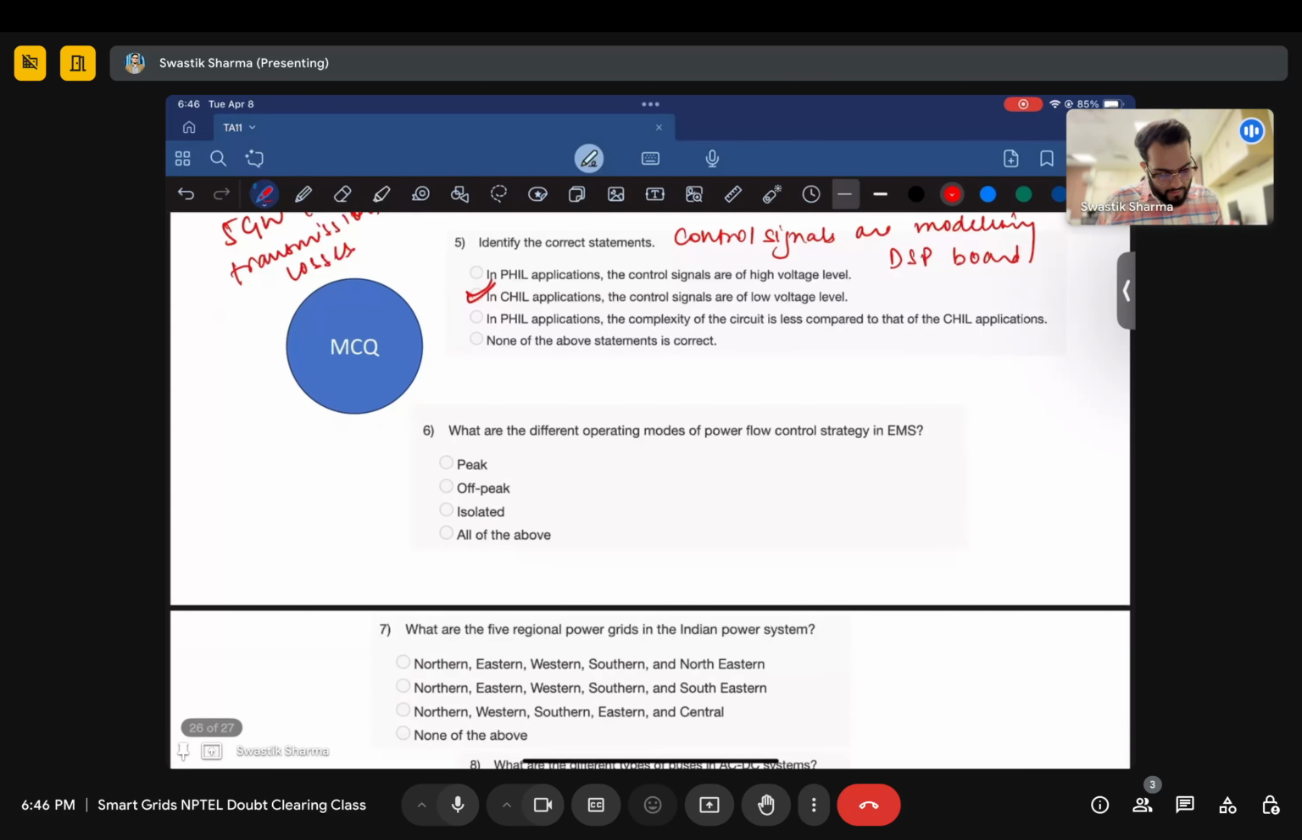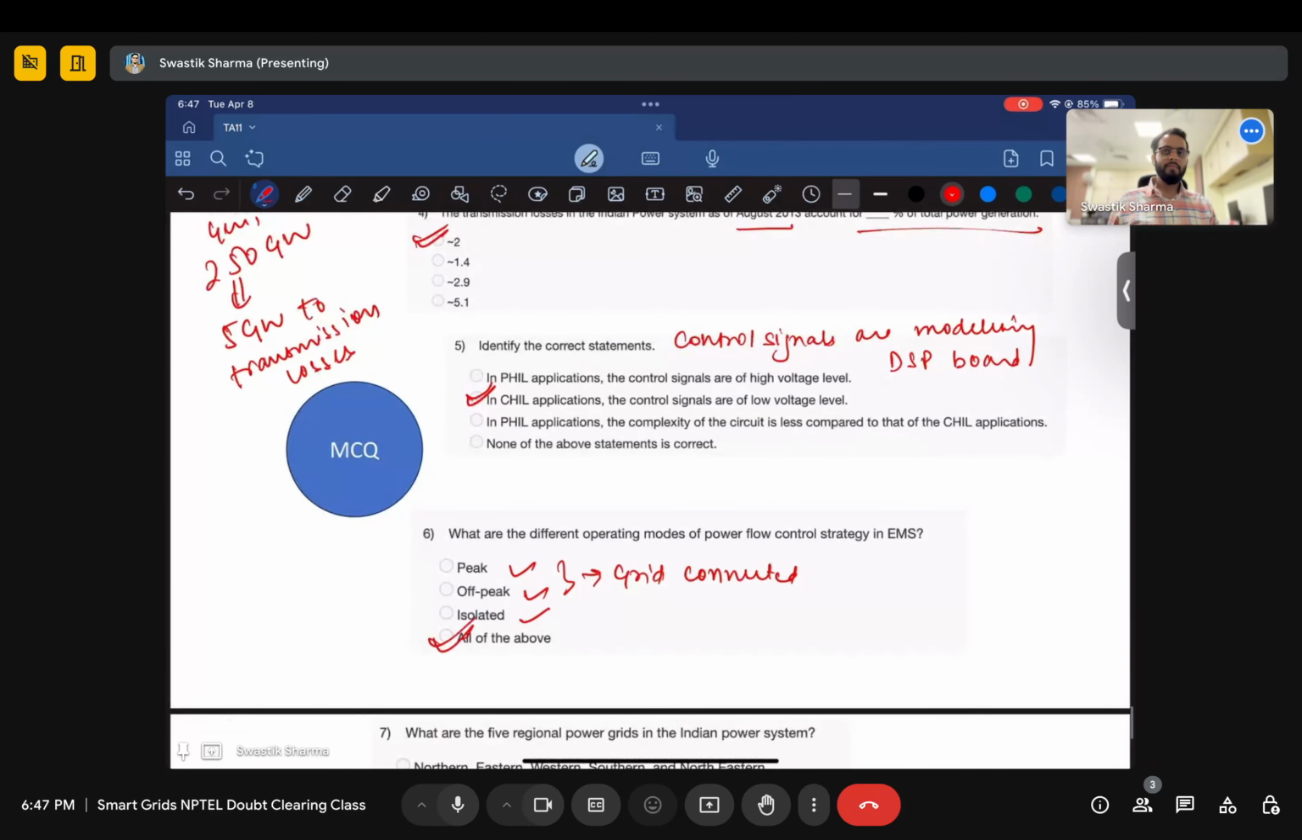What are the different operating modes of power flow control strategy? So I've talked about it. It's peak, off peak, and isolated. These both are grid connected, and this is when it's isolated. So the correct answer is all of the above.